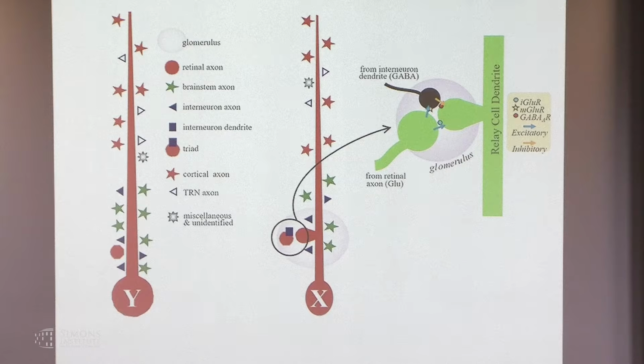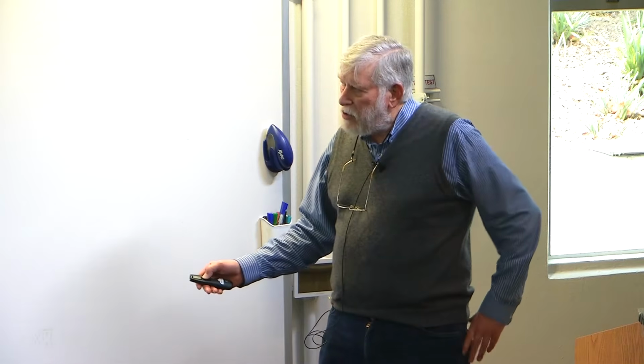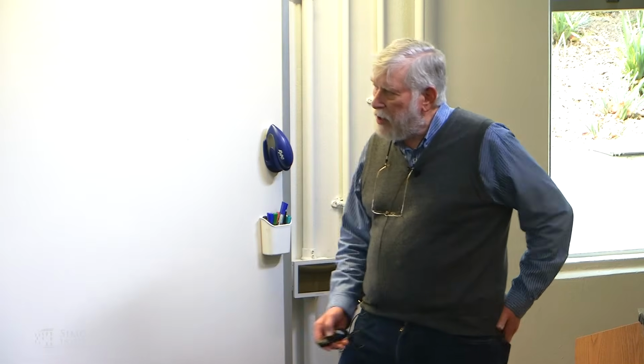But what about numbers? The retinal input, the one that we think is so important, provides only about 5% of the synapses on the dendritic tree. The cortical input provides almost an order of magnitude more. These are the numbers for other inputs.